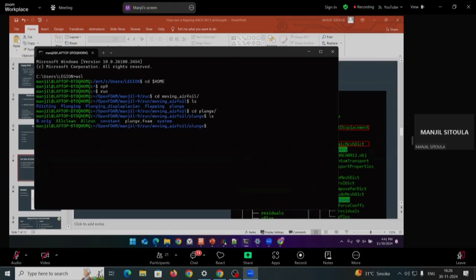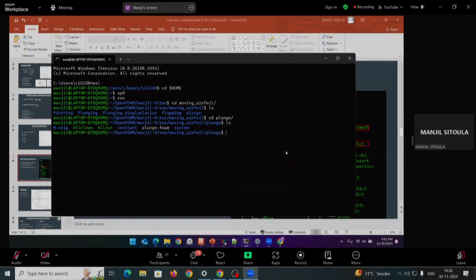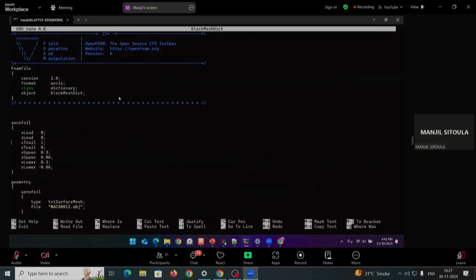We have this for the plunging motion. So what are the files required? We will see it first. Let's first see the blockMesh file, because we need to first generate the mesh. The blockMeshDict is located in the system folder. So this is our blockMesh file.